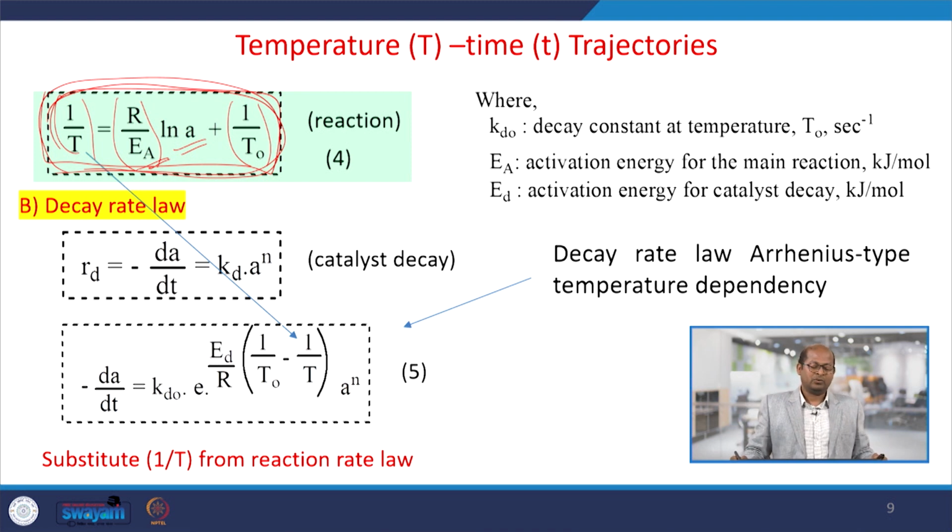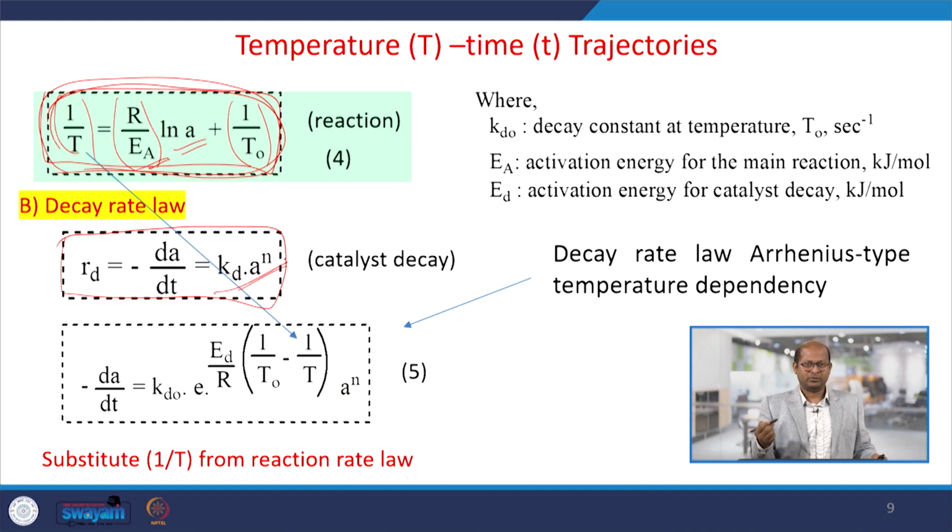Okay. So, now the catalyst deactivation or decay rate law we can write, that you have already studied. So, R D equals, we can write, minus dA by dt equals k D into A to the power n. So, we do not know what would be the order of the decay.